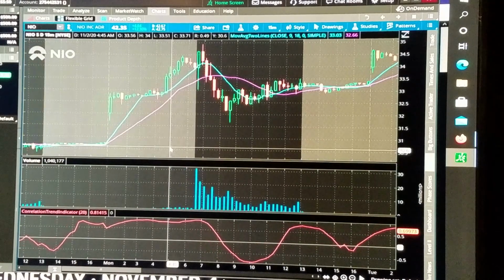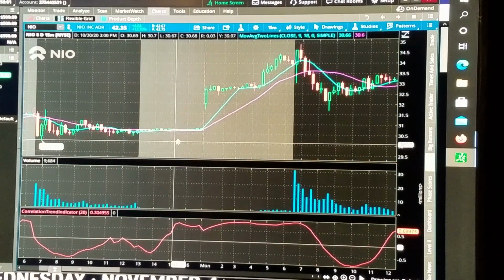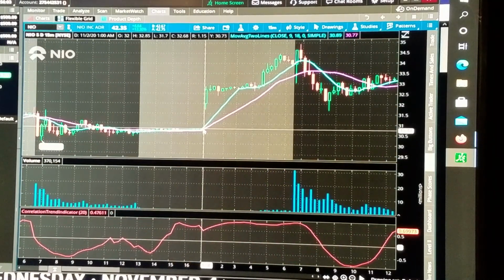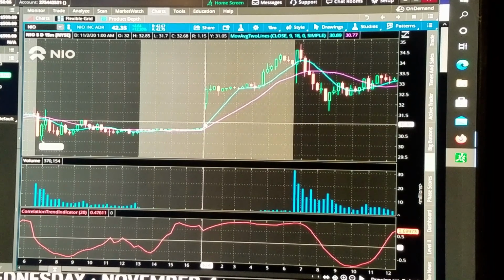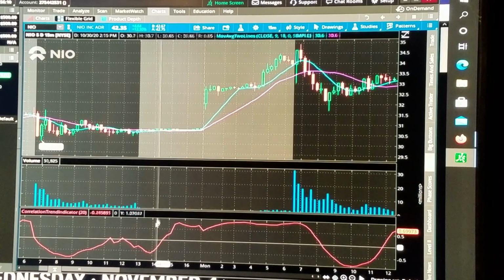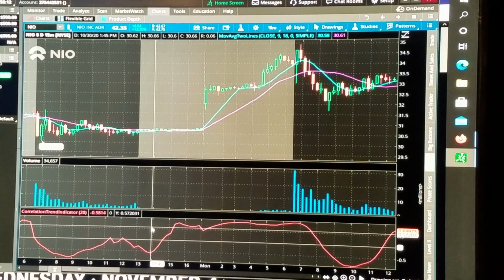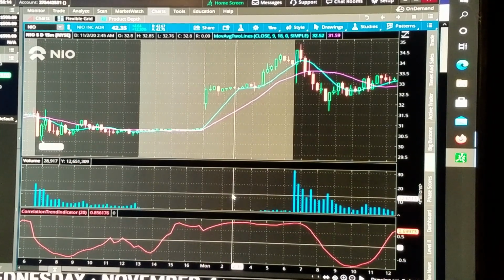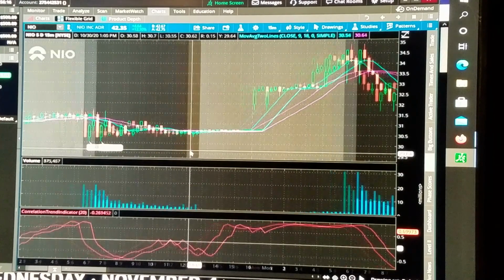So here we go. Here's where it took off. Right here would have been a perfect example of the moving averages of when to get in because it took off. You would have seen back here that it was starting to, but this all happened after hours.